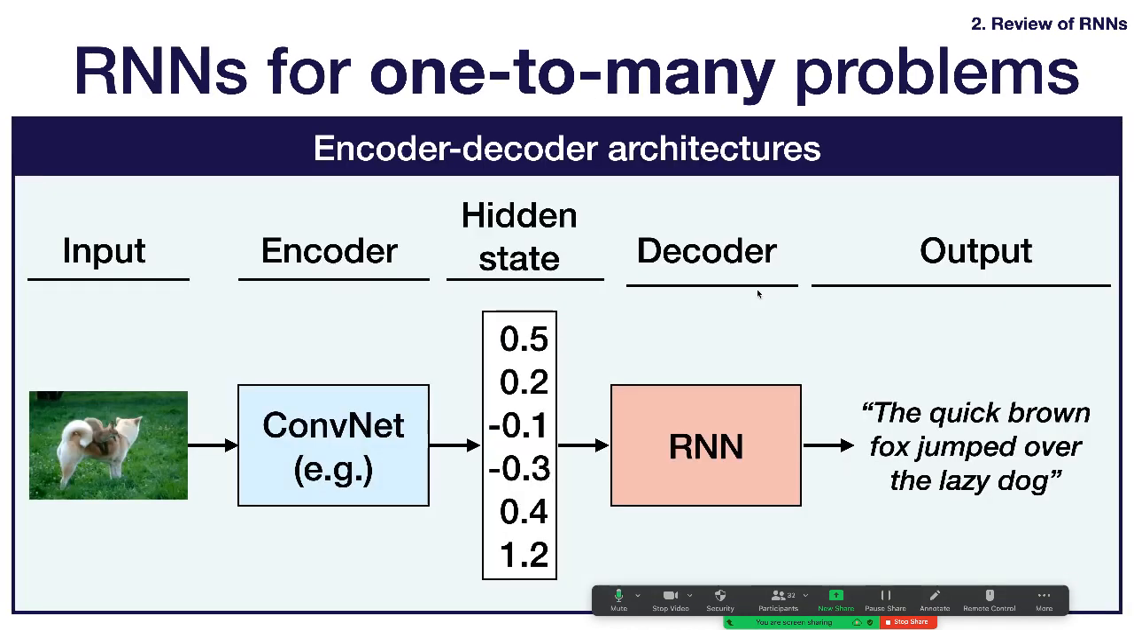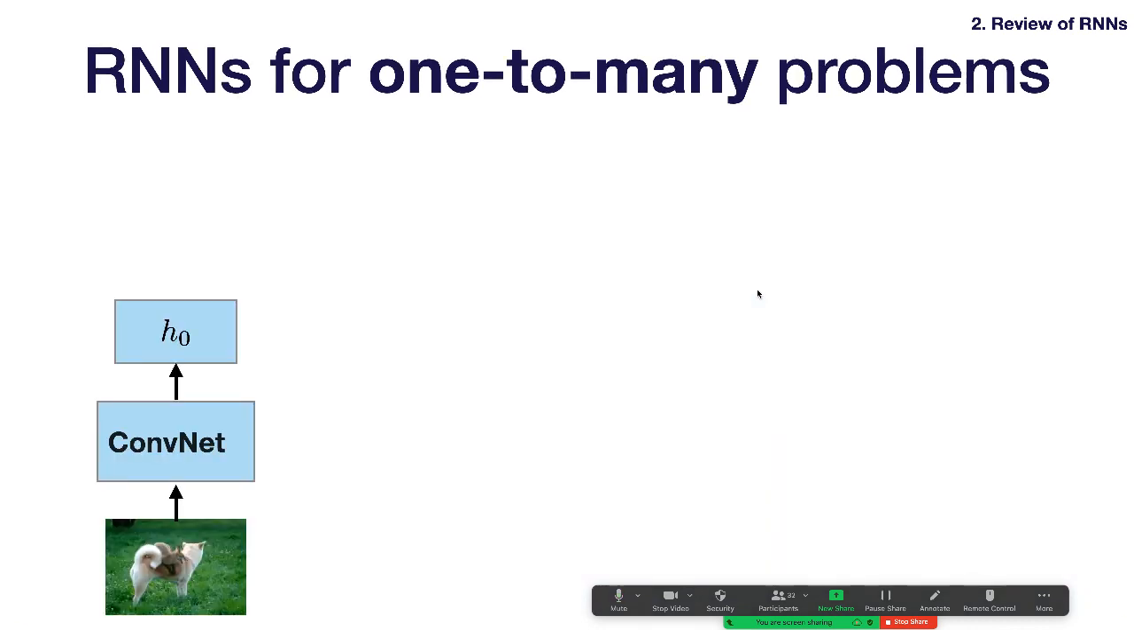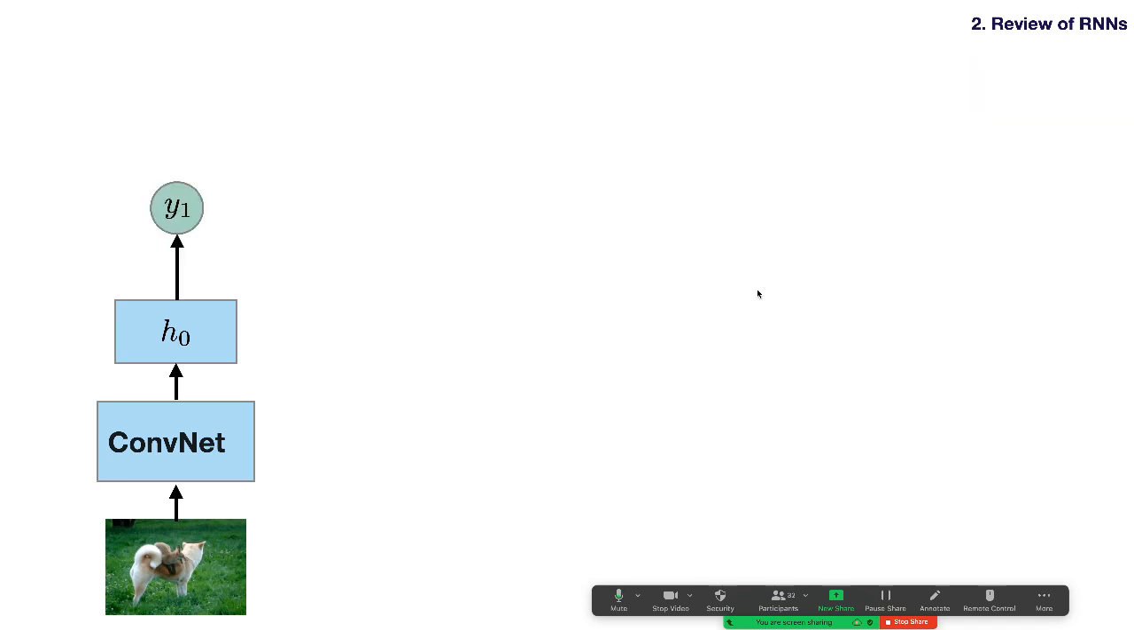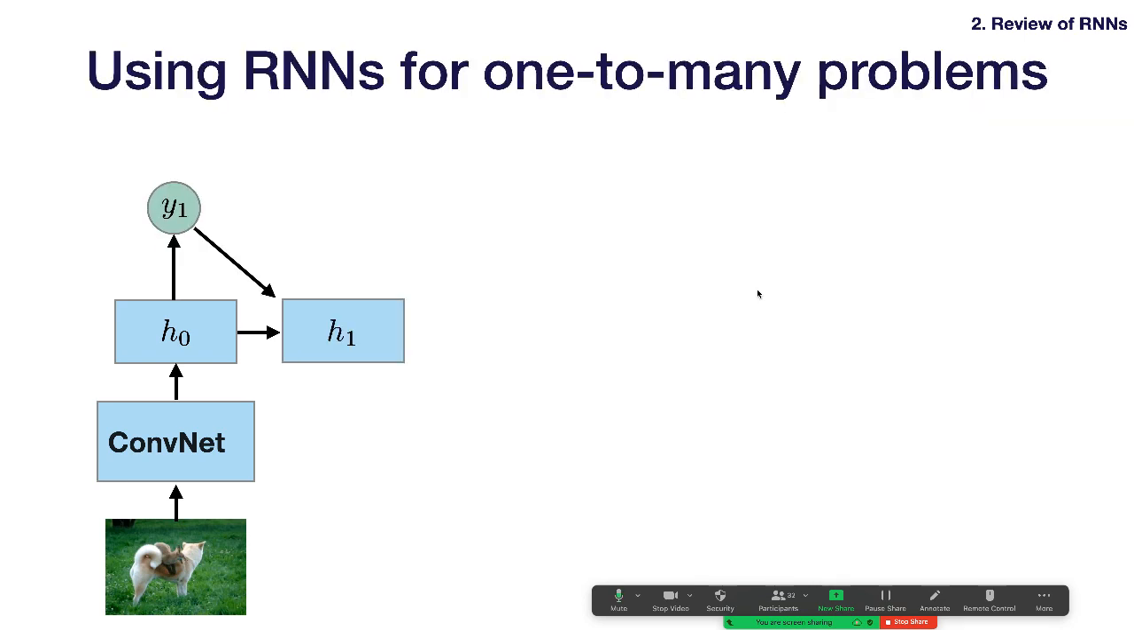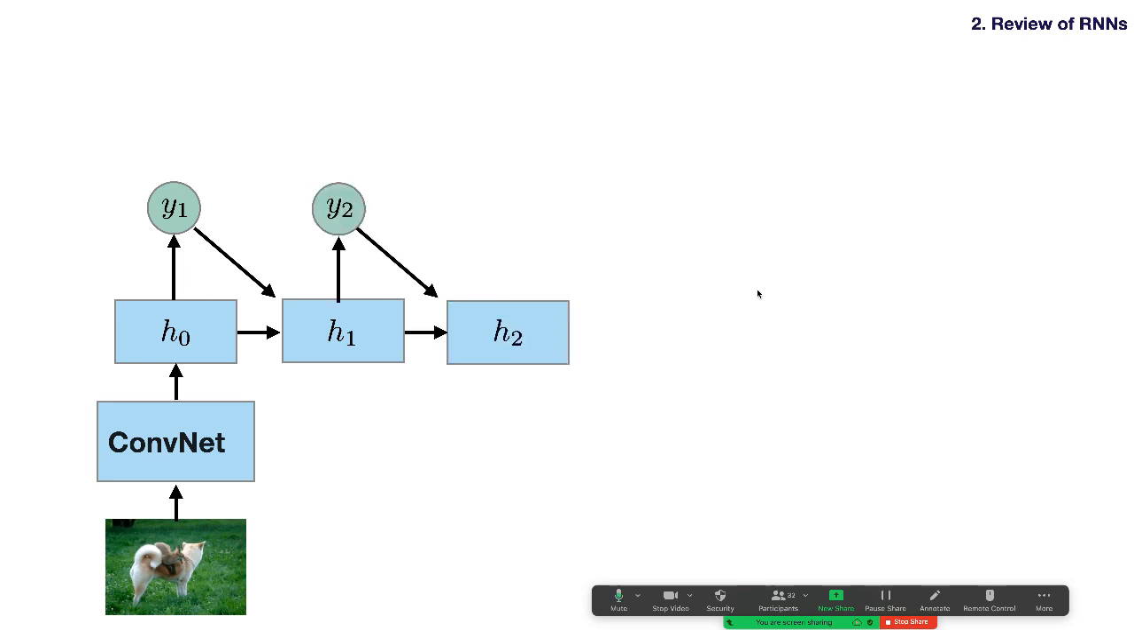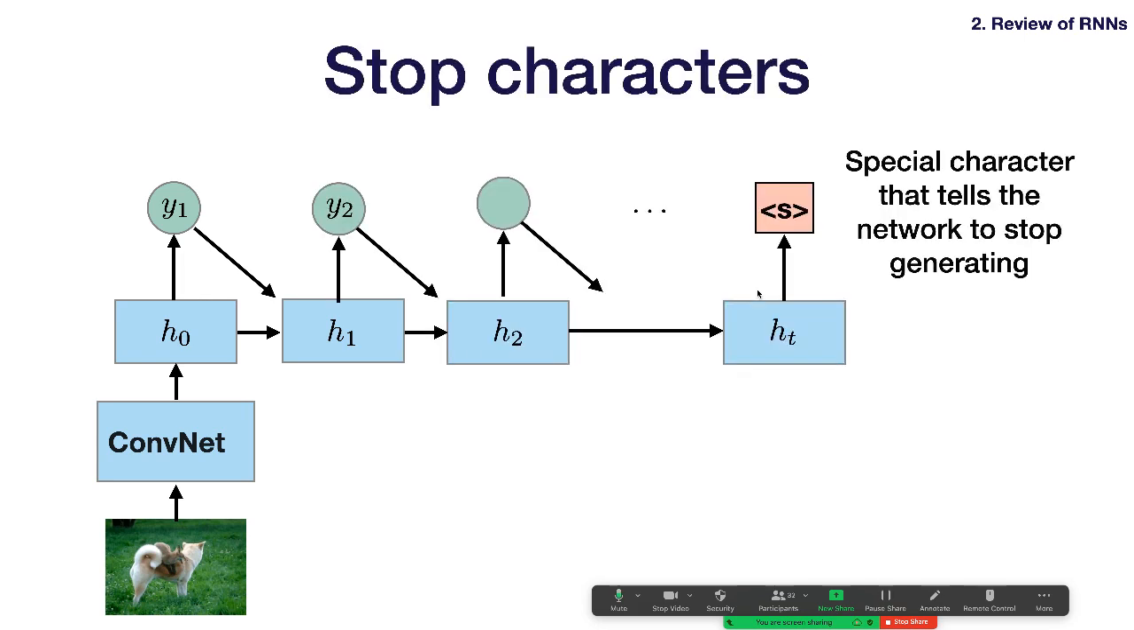Okay, so let's zoom in on this example a little bit and make it slightly more concrete. We've taken our input image, we've passed it through a convnet, and we're looking at one of the last couple of hidden layers, and that's a vector. We're going to treat that vector as the initial hidden state of the RNN, and then we're going to continue propagating that RNN forward.